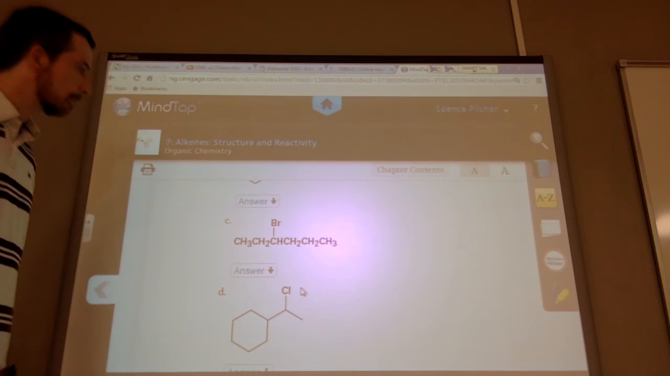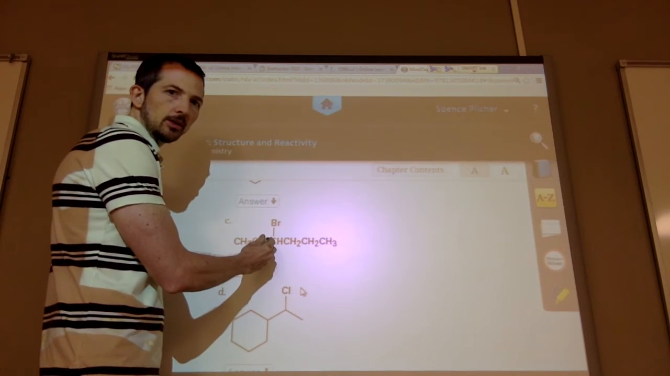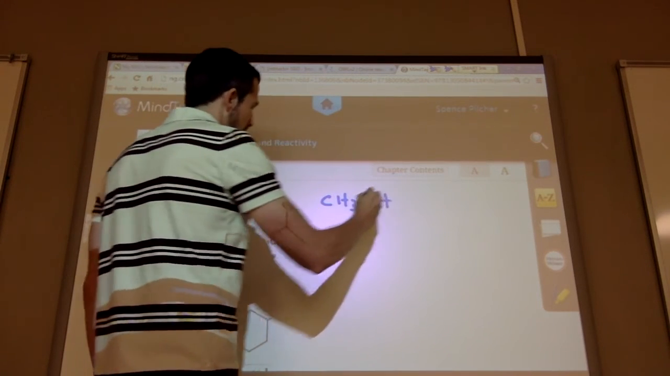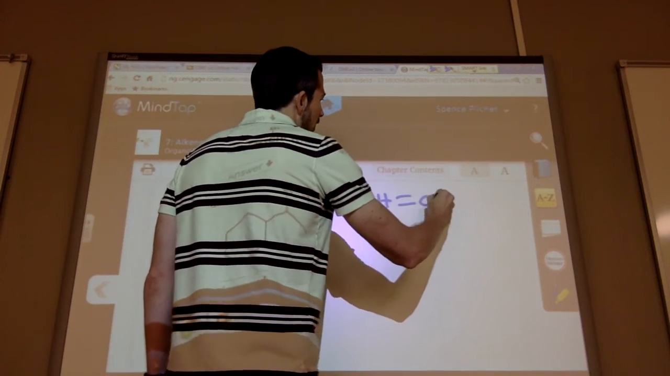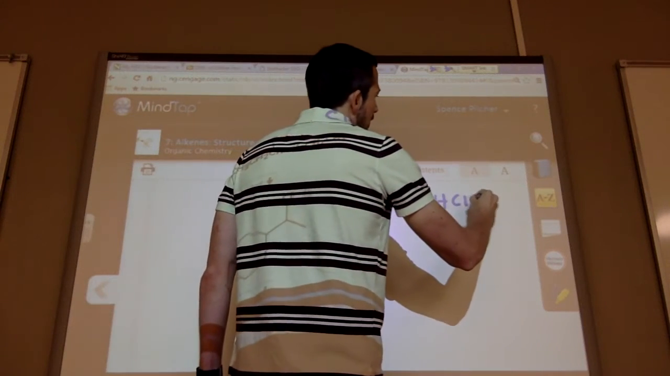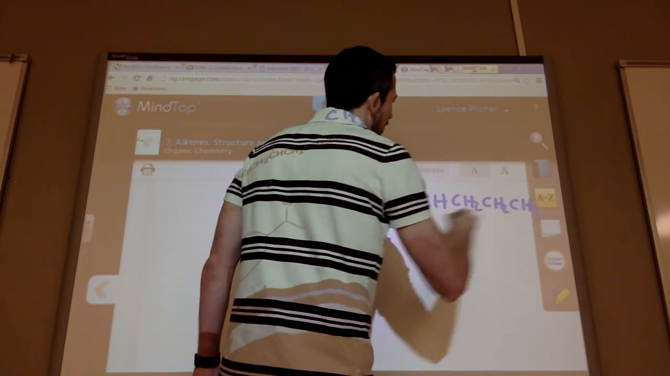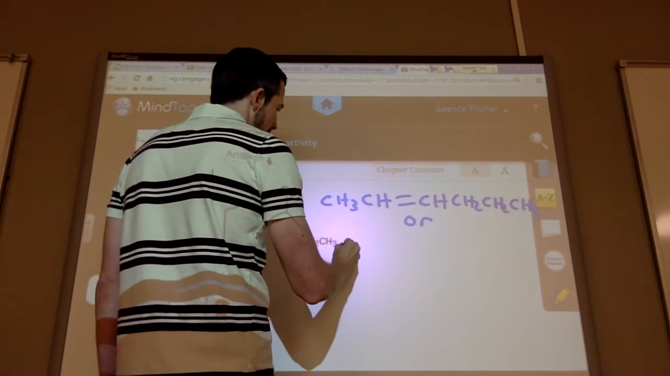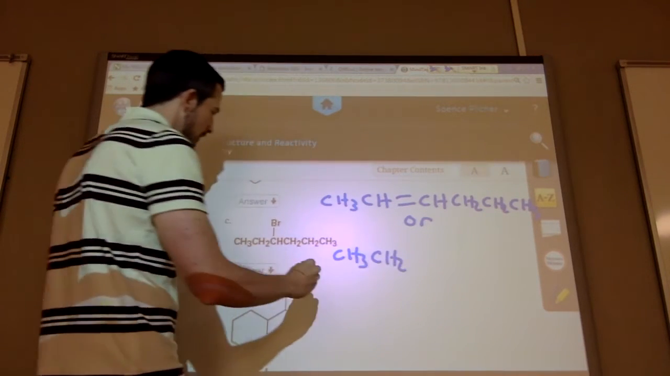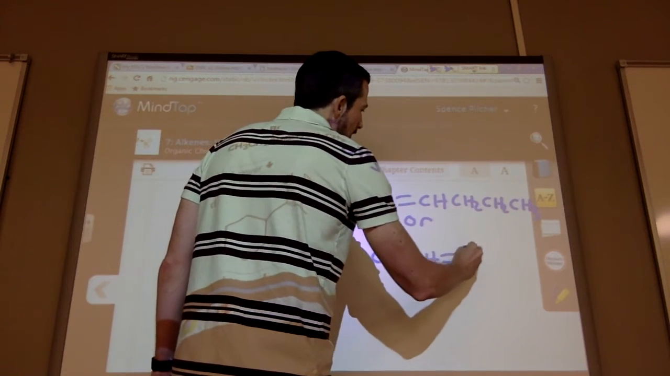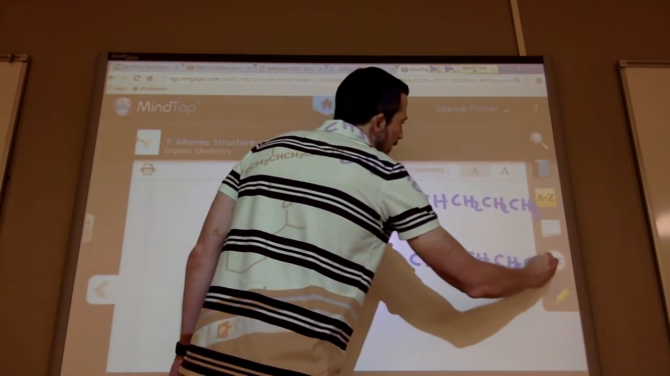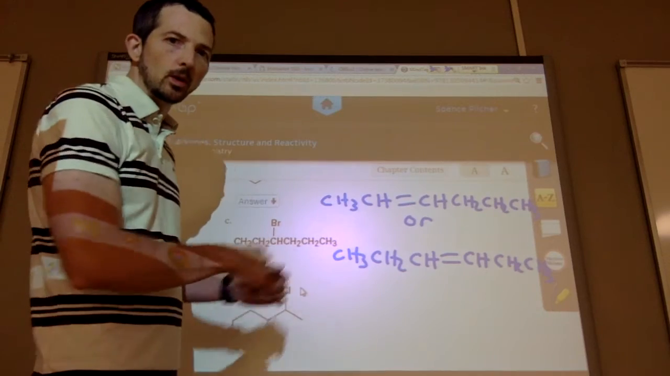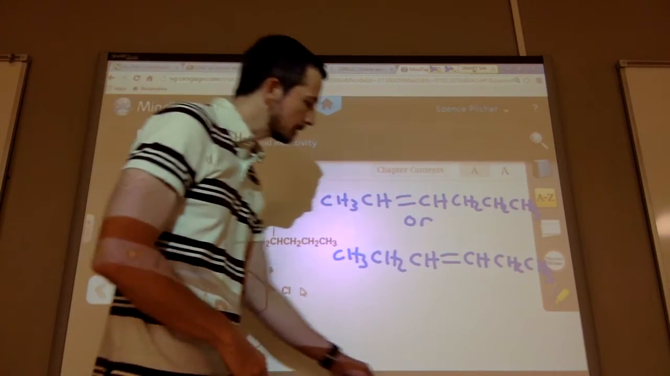I'll look at the next one. Here's the carbon with the bromine on it, so I'll look at forming the double bond between it and the adjacent position. So that's the adjacent position to the left. I can look to the adjacent position to the right. Now in this case, one of these alkenes, one of these answers is better than the other.